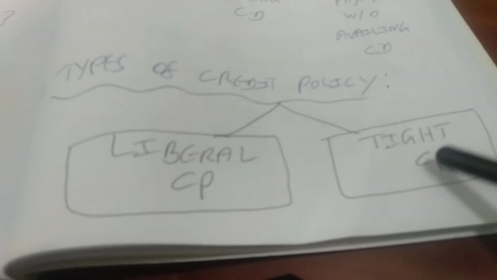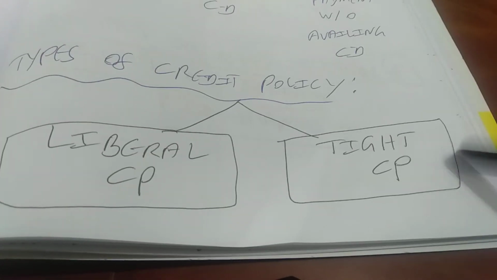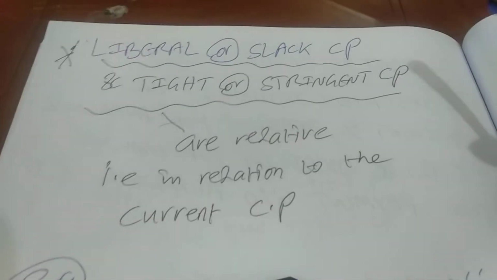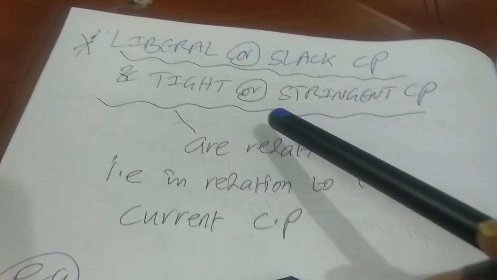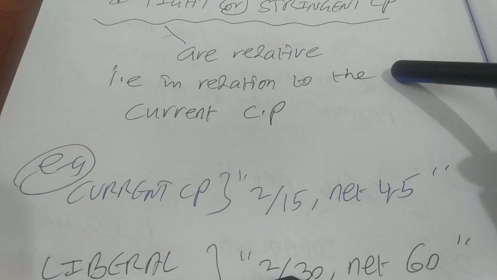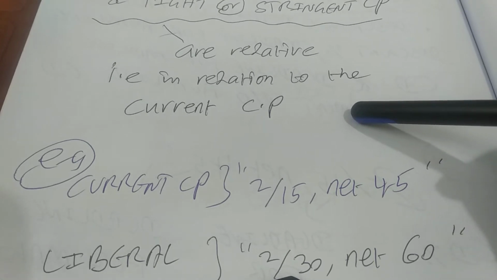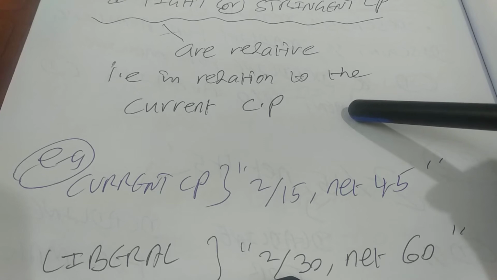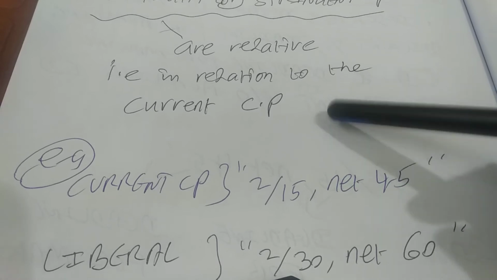The next question is, what are the types of credit policy? There are basically two types. One is known as liberal credit policy and the other one is known as tight credit policy. So liberal credit policy is otherwise known as slack credit policy. Tight credit policy is otherwise known as stringent credit policy. So they are relative in relation to the current credit policy. That means no credit policy is liberal or tight on its own. We can say a credit policy as liberal or tight in relation to current credit policy.